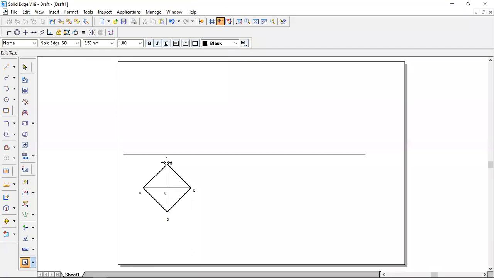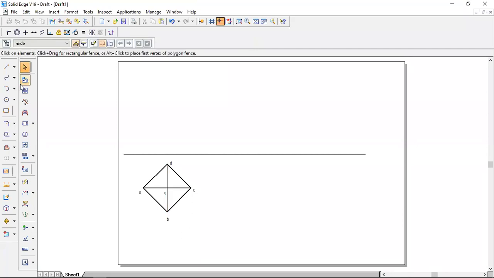So first we need to draw the axis line. Draw the axis line from this endpoint.